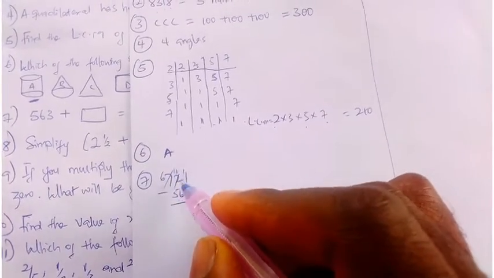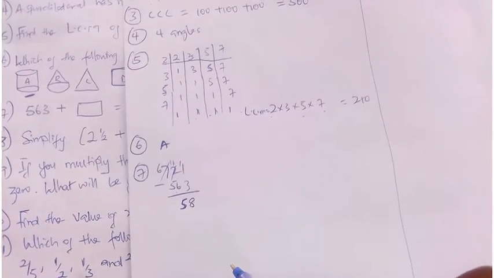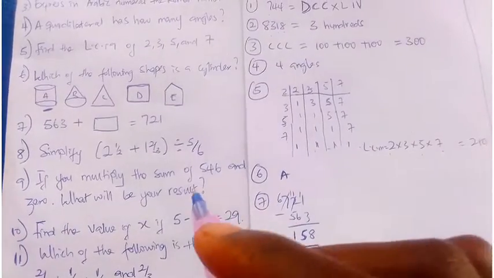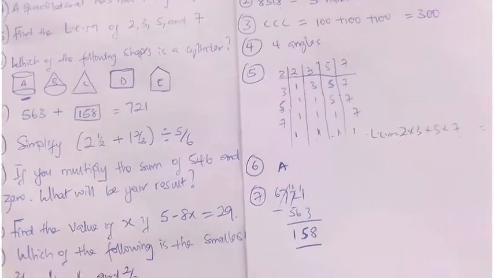That remains 6. Add 1 here, that becomes 11. 11 minus 6 is 5. And then 6 minus 5 is 1. So my answer is 158. Or by implication, it means that my box here is 158. Okay, so just flow through as I'm solving.